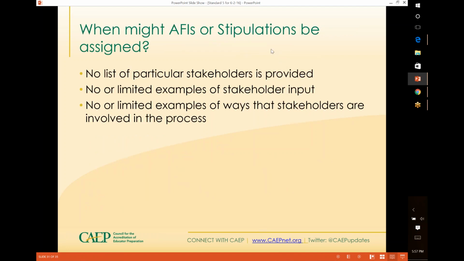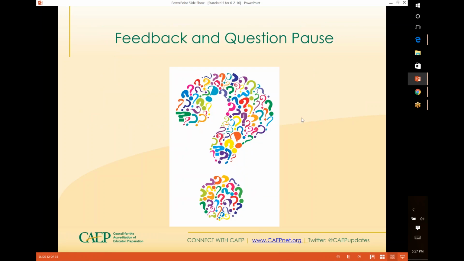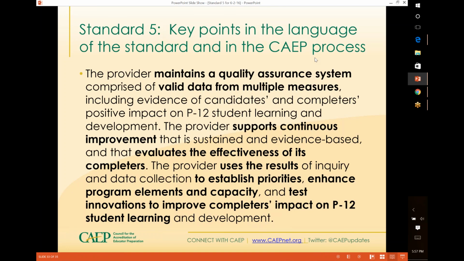All right, AFIs or stipulations, if there's no list of particular stakeholders, nobody knows who your stakeholders are. And often I read things where there's a lot of talk about the faculty, but I don't often hear talk about school partners or businesses or local entities that are engaged. If you don't have examples of stakeholder input, or we can't really find out how stakeholders are involved in your processes. I'm going to scoot right past this slide and get back to the big picture.